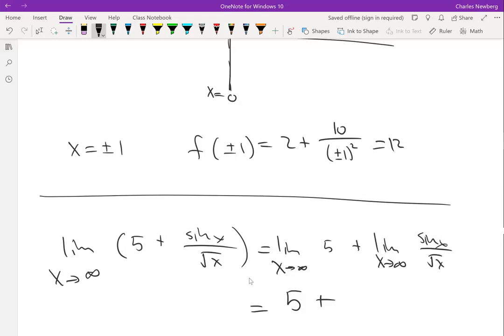All right, so now let's look at this one. Well, what's the problem with sine? Sine bounces back and forth. It can even be 0, right? So this is going to be a huge issue.